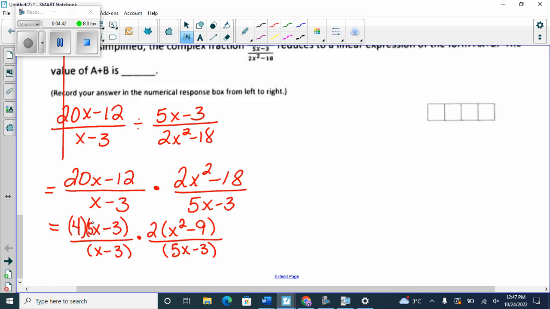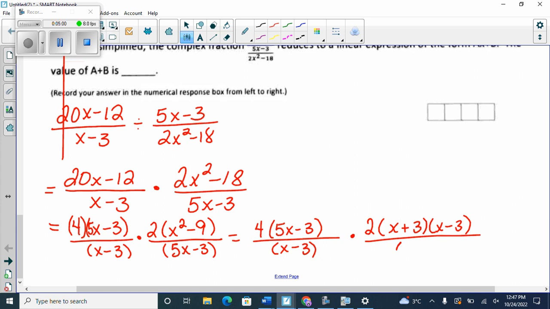Okay. So then we have 4 over 5x minus 3 over x minus 3. Probably going to extend the page soon because it hates me. And then we get a 2. X squared minus 9 is x plus 3, x minus 3. And then on the right side, we have 5x minus 3. Our NPVs are for everything but the top left.